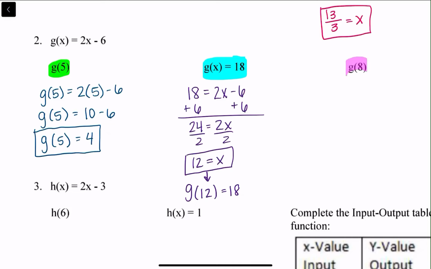And last part, g of 8. So I replaced my x with 8, and so I'll do that for the rest of my problem. 2 times 8 minus 6. So 2 times 8 is 16. And 16 minus 6 is 10.